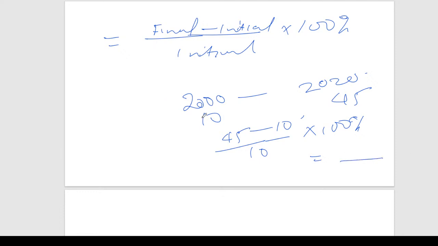Then, for example, if you started with 50 and you end up with 30, still you say 30 minus 50 divided by 50. The answer you get here is going to be negative. It means that it is a percentage decrease. While here the answer is going to be positive, which means percentage increase.